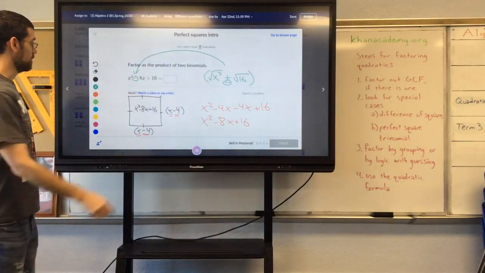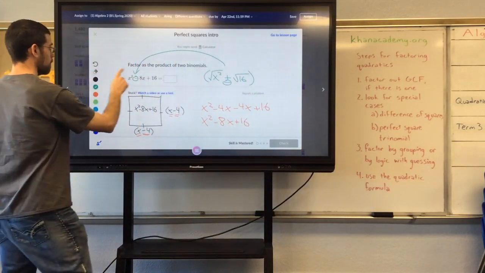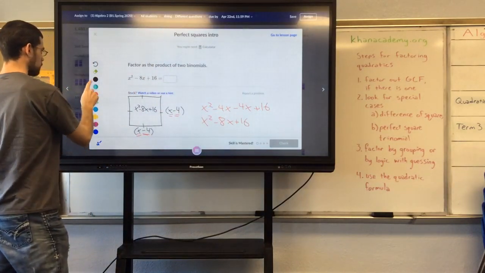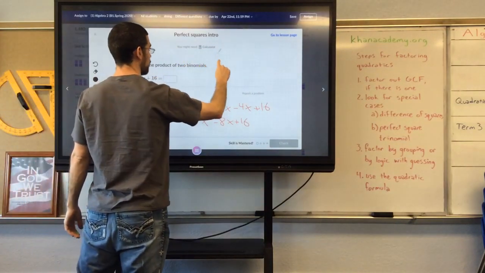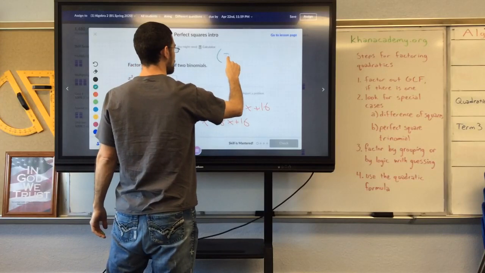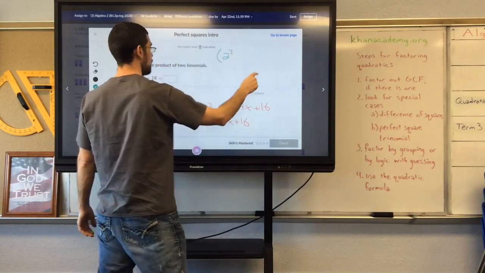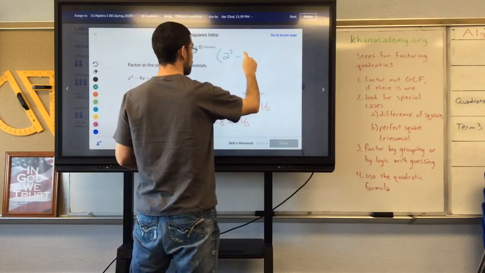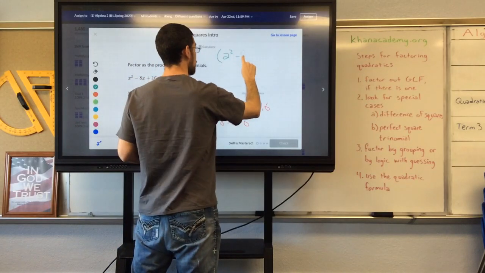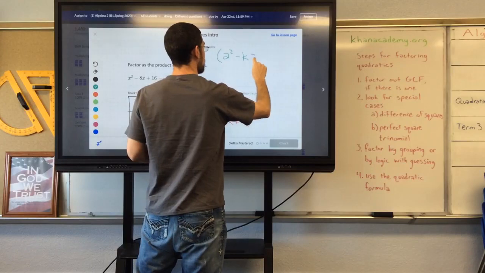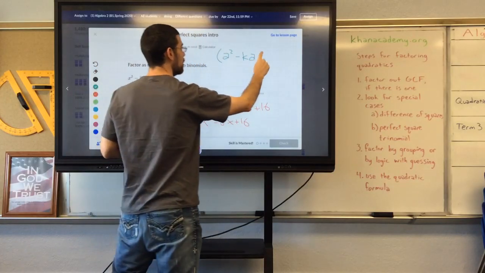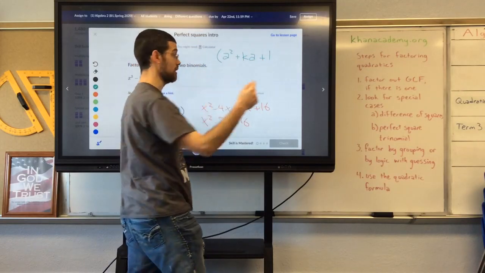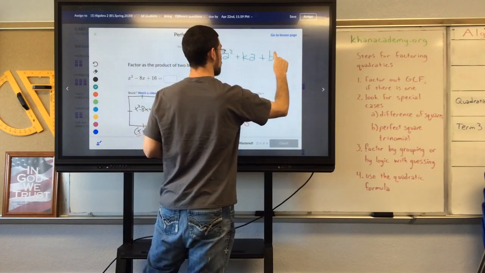What if we generalize that? What if we say that our perfect square trinomial is a squared minus some number, we don't know how many, times that first term, plus, and we'll put a plus here because we're generalizing, and then we have a square term here.